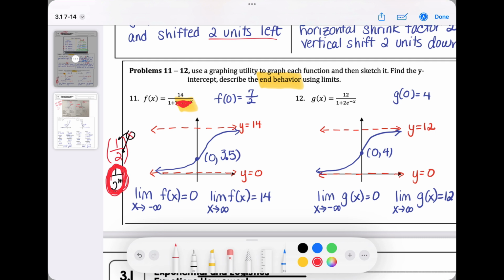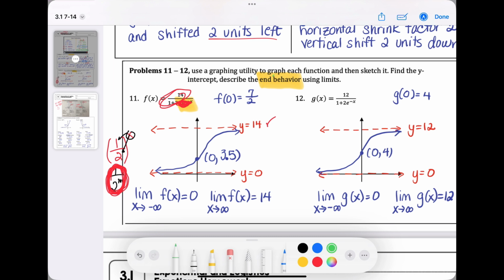3 times 0 is 0. And then what do you have left? 1 plus 0 is 1. So the limit of my function, as you can see, 14/1. The biggest number you can go is just 14, okay? So we mentioned that when there is a picture, the answer is in the picture.